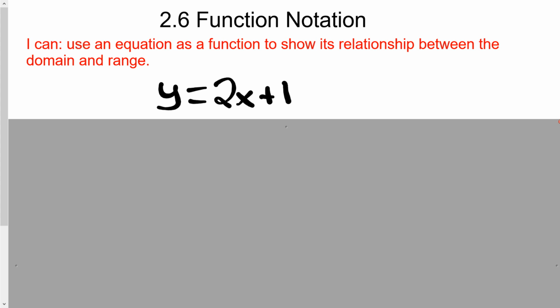And also make sure that you are pausing this video when necessary. If I'm moving too fast, there's a pause button. Use the pause button if you need to.